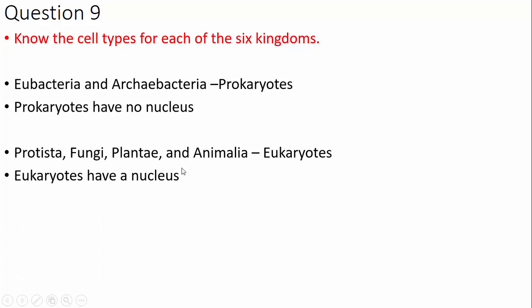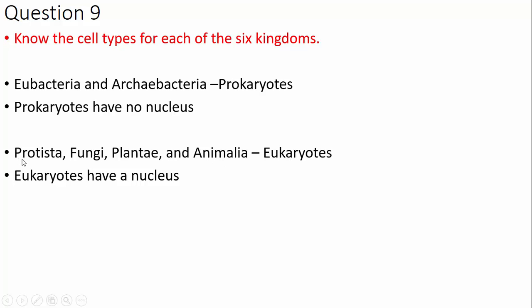Now, what is going to throw some students off is this eubacteria. They're going to see the EU and say, eubacteria, they're eukaryotic. No, they're not. Don't forget this key word, bacteria. All bacteria are going to be prokaryotes. So don't just look at the EU, look at the actual word bacteria. When you see bacteria, you know they're going to be prokaryotes. Down here, we don't see bacteria, so we know they're going to be eukaryotes.